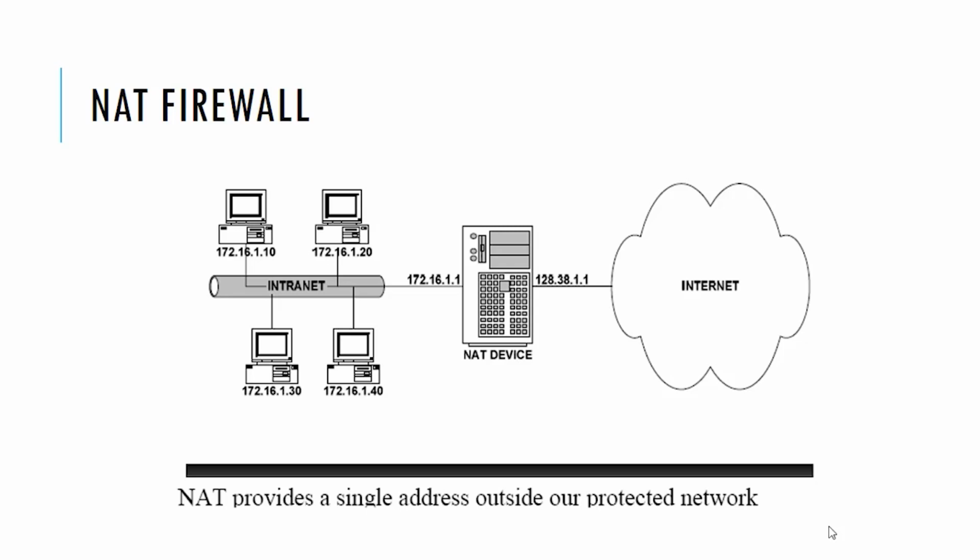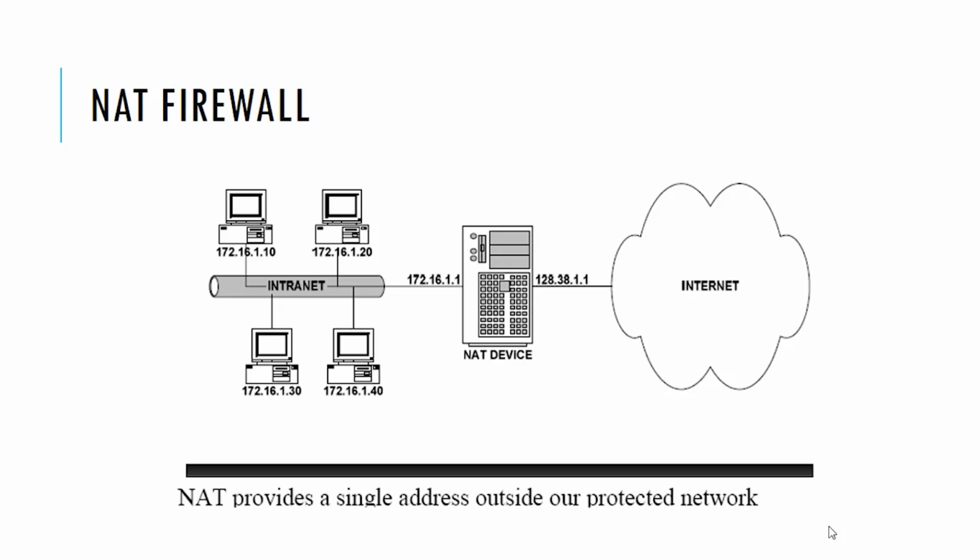The machines having IP addresses 172.16.1.10 or 20 or 30 or 40 are your machines inside your network. All of these machines are seen by the internet as a machine having the IP address 128.38.1.1. What is the advantage of this? Any machine on the internet would not be able to have direct access to any of the internal machines, such as 172.16.1.10, because this NAT hides the internal network from being accessed directly from any machine on the internet.